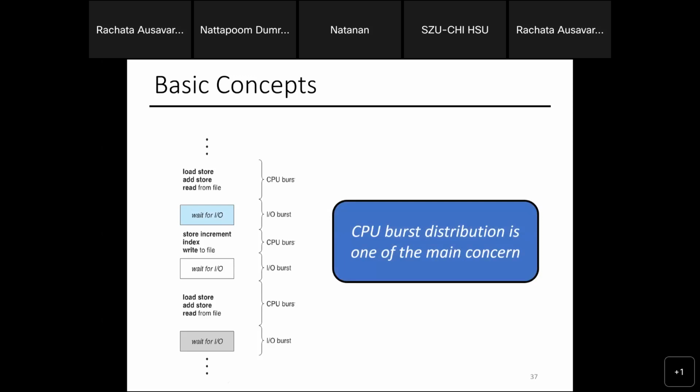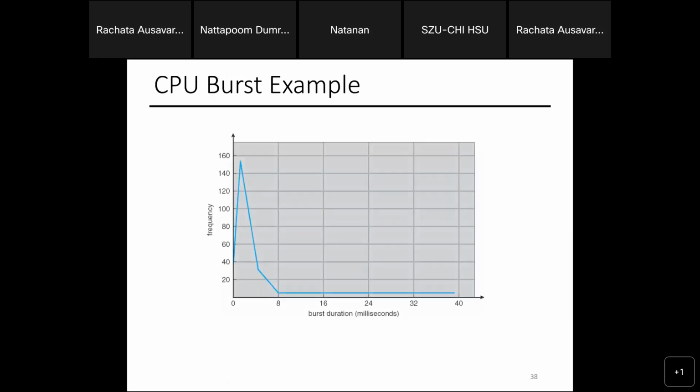Now, one of the main concerns is how can I distribute the CPU bursts from different programs? Right now, your computer is running maybe 10 different programs, basically maybe 50 different processes. So how do I distribute these CPU bursts across all these processes for your running programs? And here's the thing: when you look at CPU bursts, the plot shows the frequency of occurrence for burst duration in milliseconds.